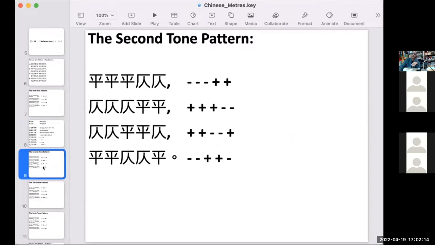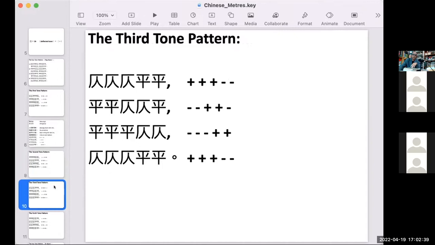The second tone pattern is, this is the chords. This is the rhythm of the second tone pattern. Starts with 3 ping, ends with 2 zi, and then the second line is the opposite of the first line. Then there is variation in the third line, and the fourth line is the opposite of the third. There must be some variations, and we're going to explain that soon.